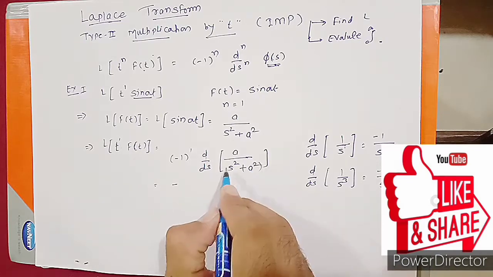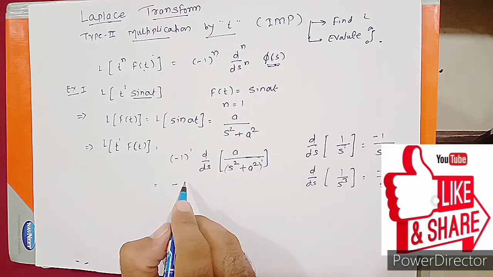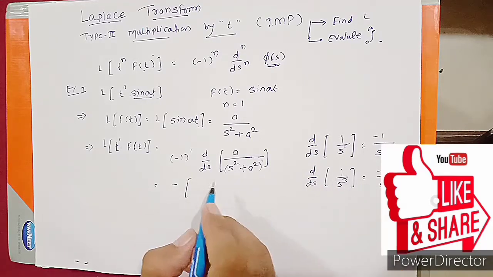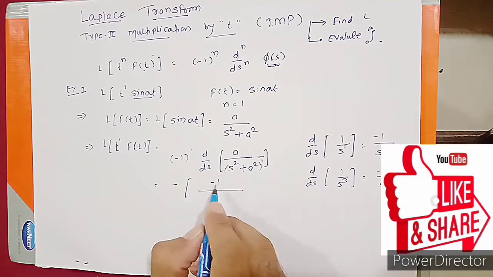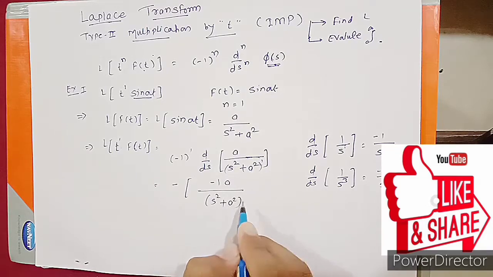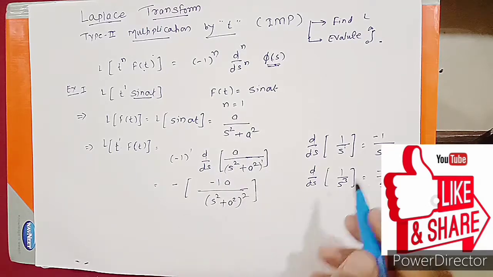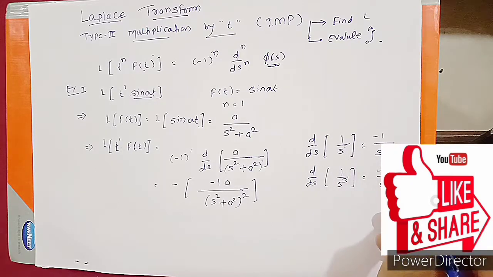Now tell me here, what is this bracket? Bracket raised to power 1. According to the derivative formula, the power is 1, so it is minus 1 divided by, a as it is, divided by s square plus a square raised to 2. As you see, the power is 1 so there will be a minus 1, and at the denominator the power is added by 1. Here 3 is there, so the power is added by 1, that is 4. So here the power is 1, that's why it is 2, right?